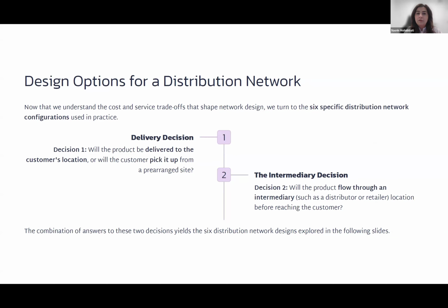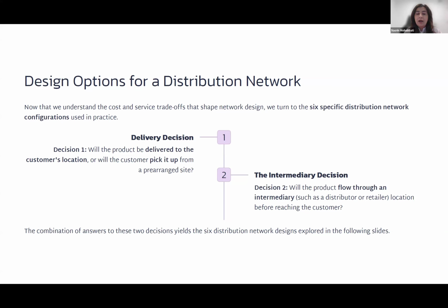So, in the previous lecture, we talked about two main factors that affect distribution network design: what customer values plus the cost. Now we want to actually take a look at some design options and evaluate them based on their effect on customer value as well as the cost.